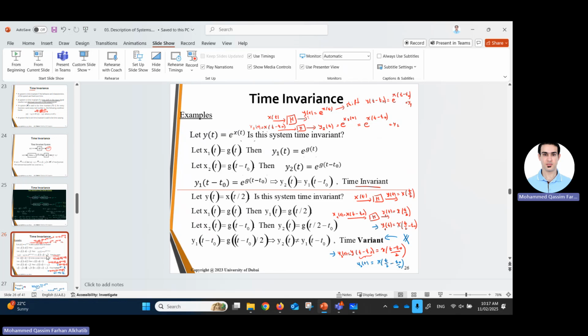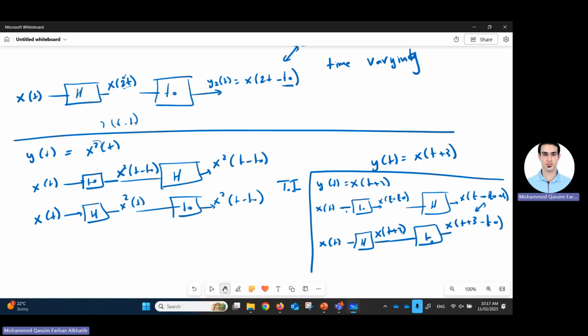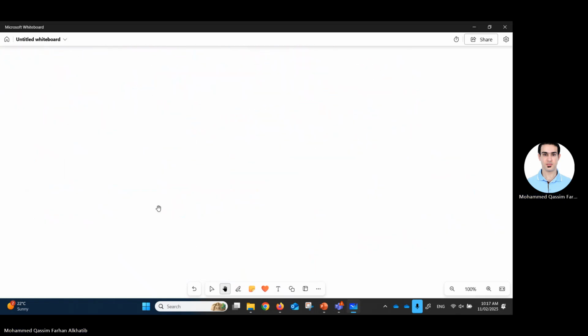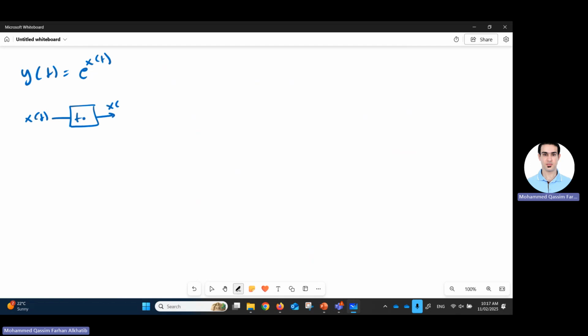Okay, so that's another example, y of t equals e to the power x of t. Is the system time invariant? So the usual, I have x of t. I do delay t naught. I will get x of t minus t naught. Then I'll go to the transformation. I'll get e to the power x of t minus t naught.